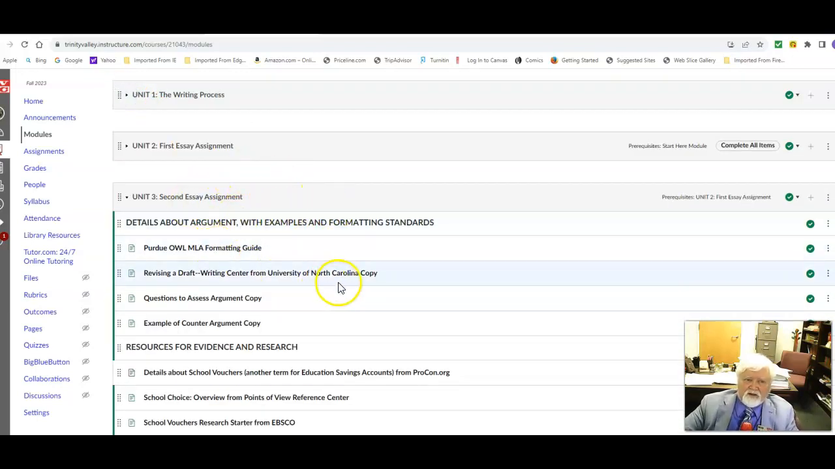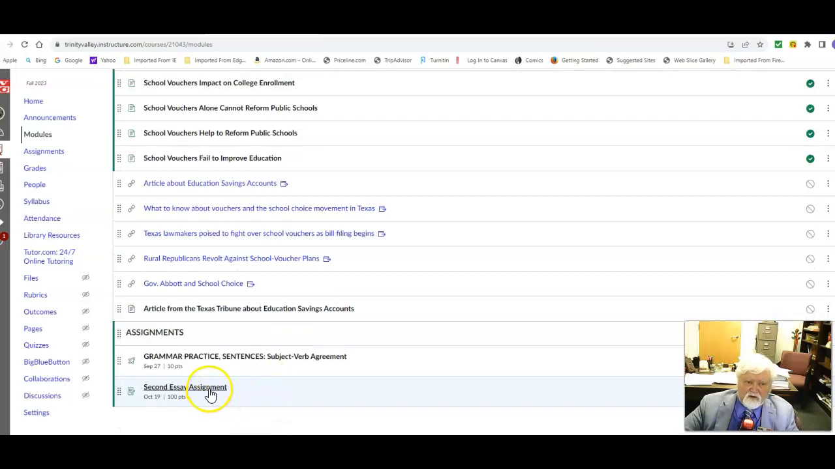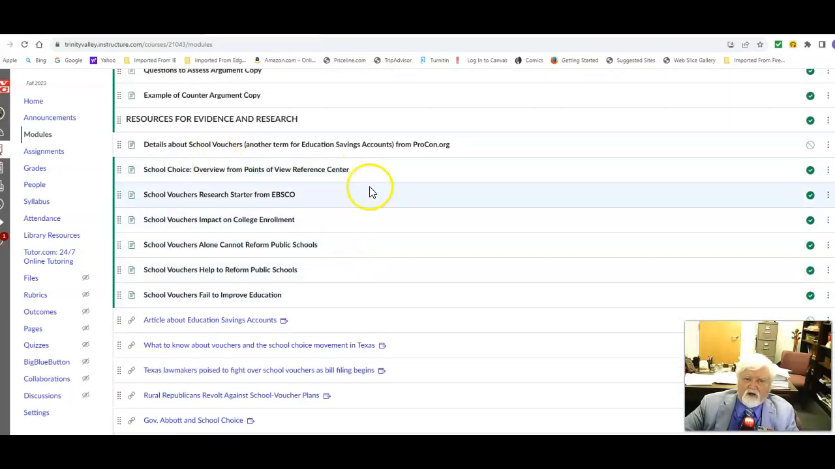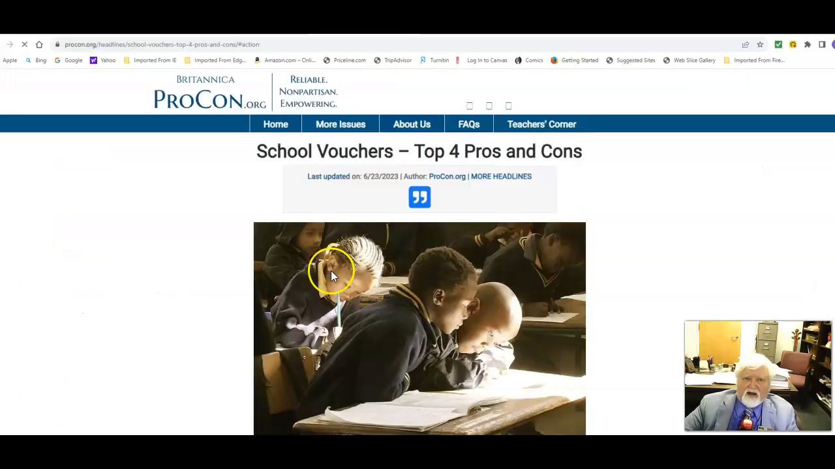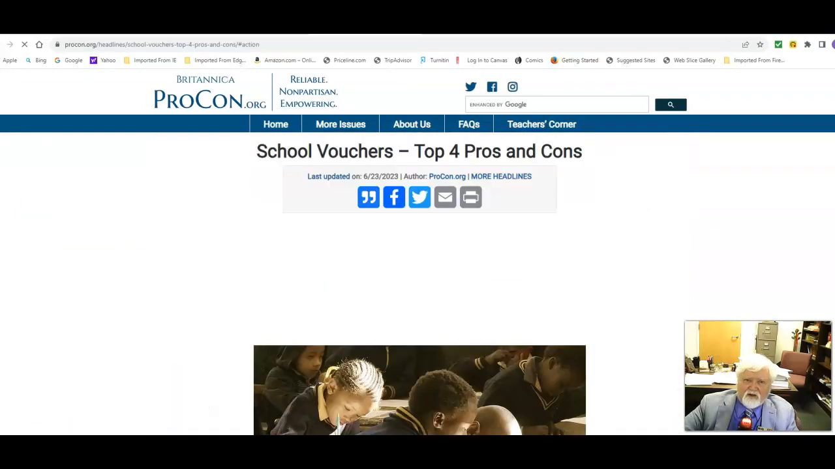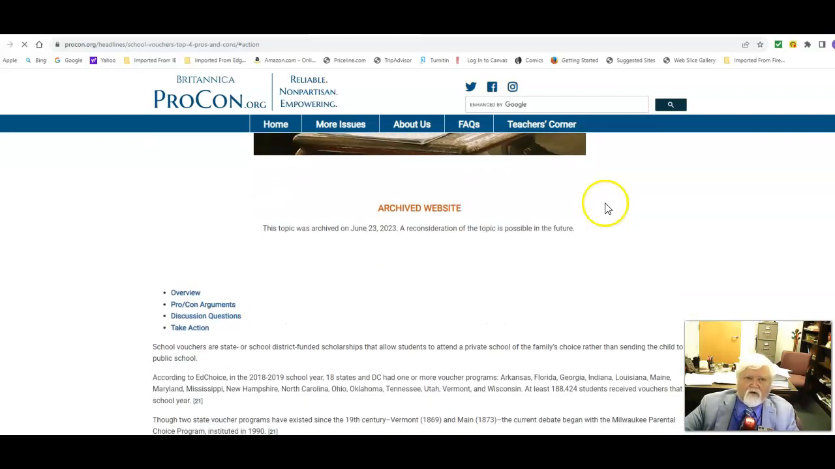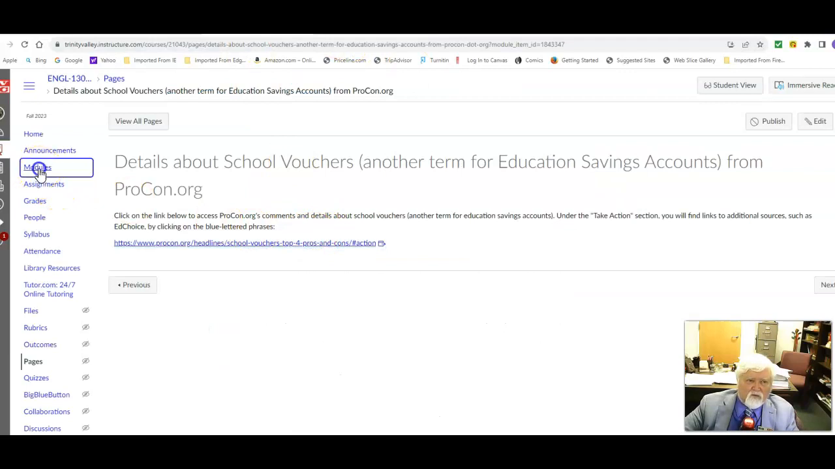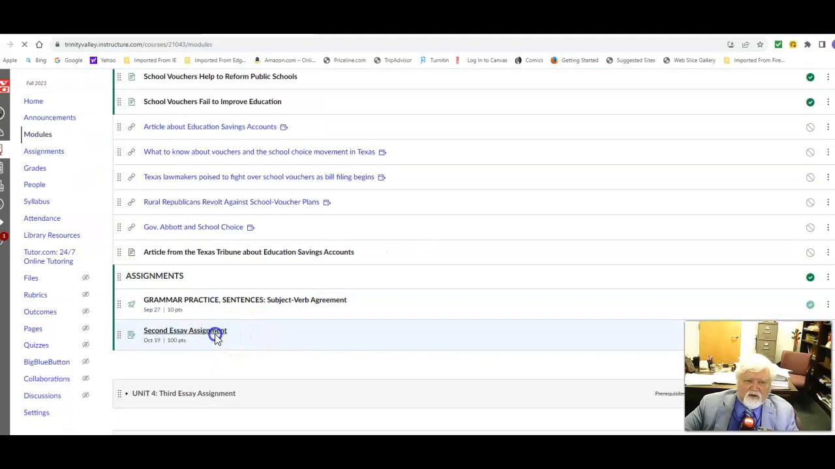So now, when we come back down here, you'll see that I do have for you, on the topic that we've looked at, some research already set up that you can look at. This is from procon.org, which is a reasonable asset. And so you click on that, and it opens up. For some reason, you go down. There you go. The top 4 pros and cons about school vouchers. That's another name for this, as we have it set up, about education savings accounts. And the topic, that's what it calls it.